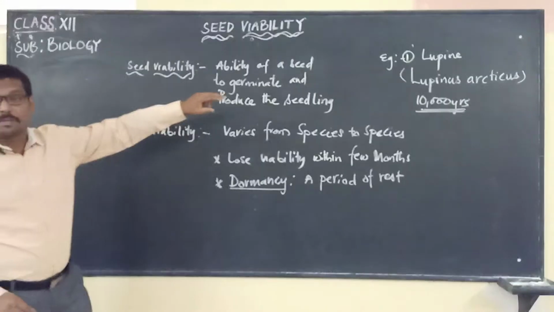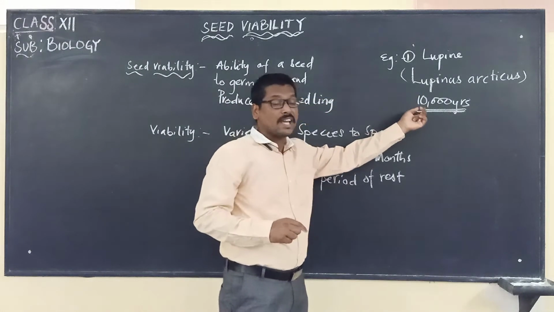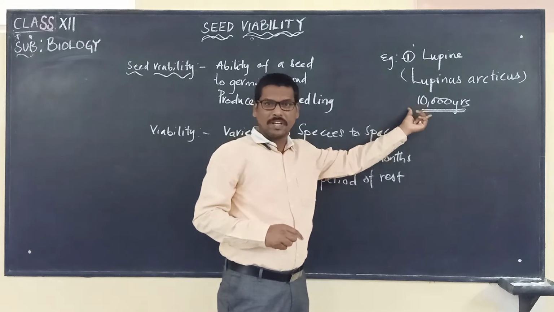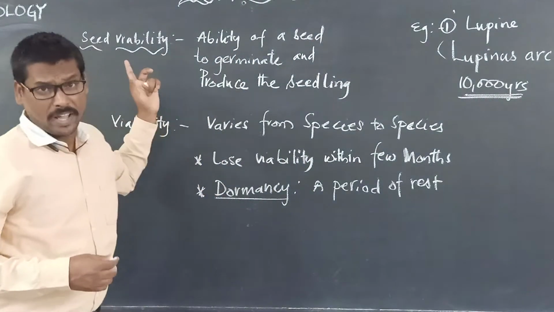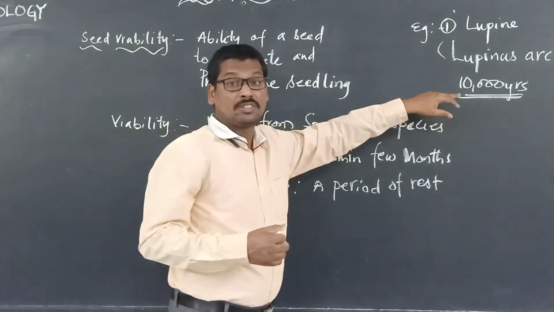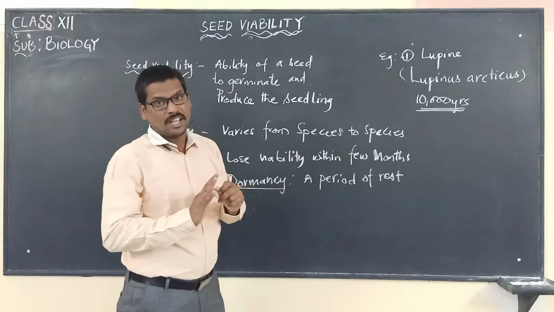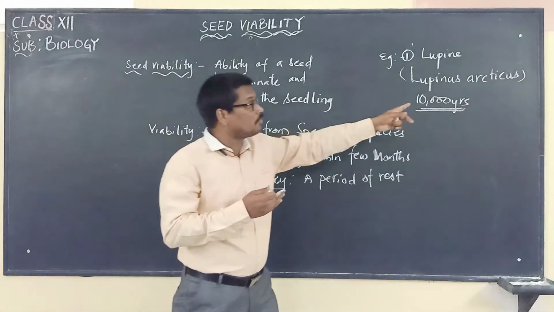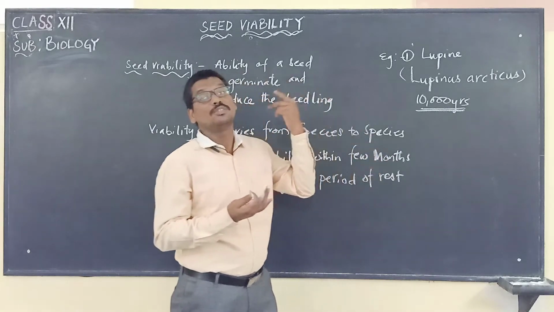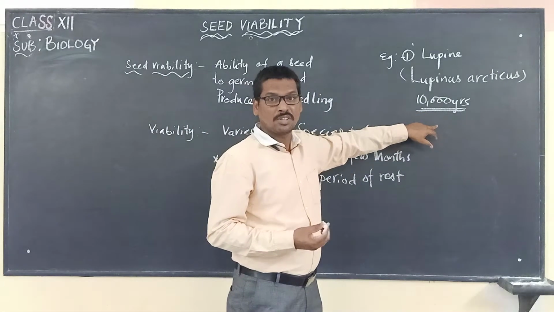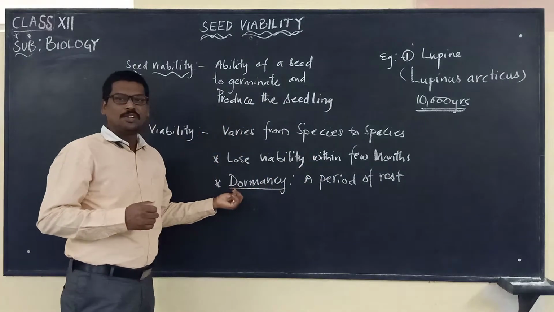The seeds of the plant Lupinus arcticus were in dormancy stage for about 10,000 years. This we can call seed viability. After that estimated record of 10,000 years, they started to grow and bear the flowers. This is very interesting.